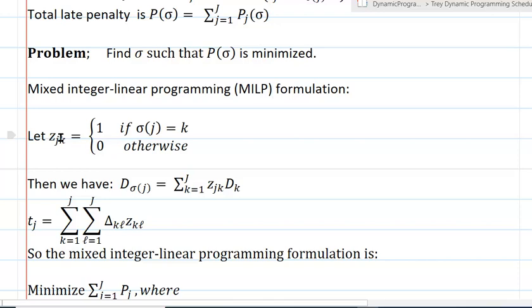Now what I want to do is reformulate the scheduling situation in terms of these z's. And that's actually, when you look at it the right way, not too difficult to do. So what is the due time of the jth scheduled job?